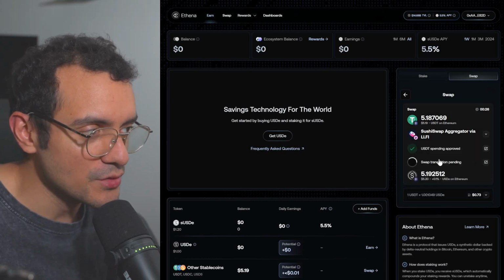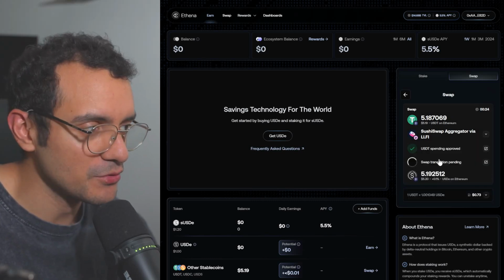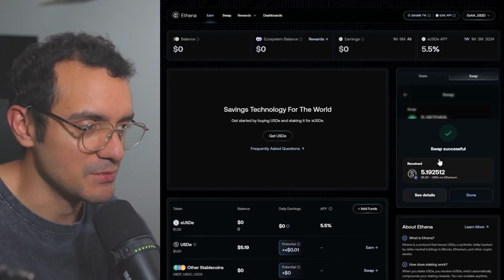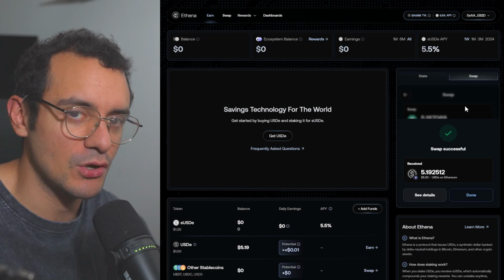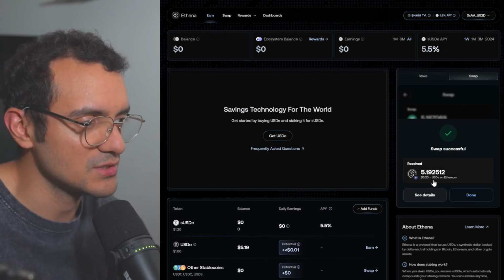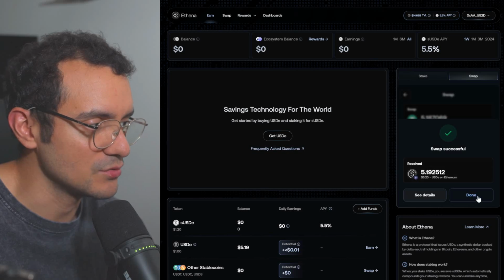Remember, guys, to stay on the website because you have to sign multiple times. If you're going to do this for the first time, you have to sign multiple times in your wallet. So remember not to close this website. Once you do your swap, you're going to see that you receive this amount of USDe tokens. So you have to click done.